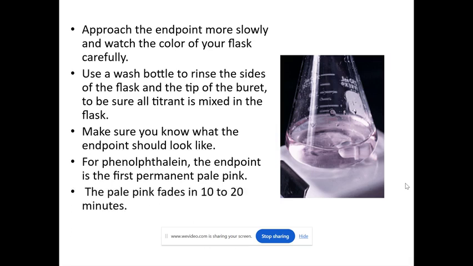Okay, and then the pale pink fades in about 10 to 20 minutes, which we're probably not even going to see, because by the time we get everything set up and do a quick review and then you guys do your titration, we're probably going to be about 10 to 20 minutes right before the end of class and we need to start cleaning up anyway. So you won't see the fading, but that's okay. We don't need that. All we need to know is where it turns that pale pink color.